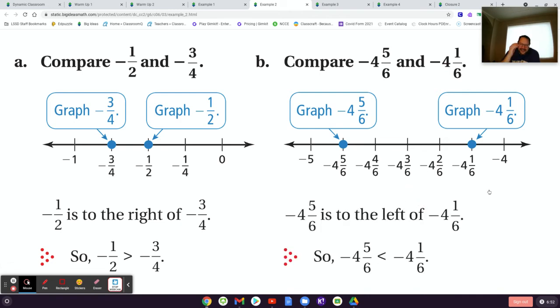There we go. So again, that's why those answers further to the right are bigger, further to the left are smaller. And that's true whether they're fractions, decimals, or whole numbers.